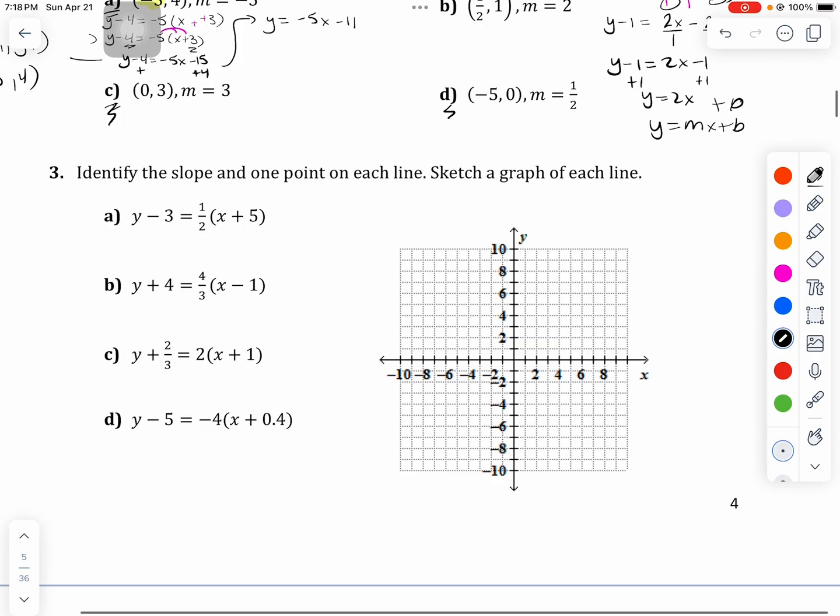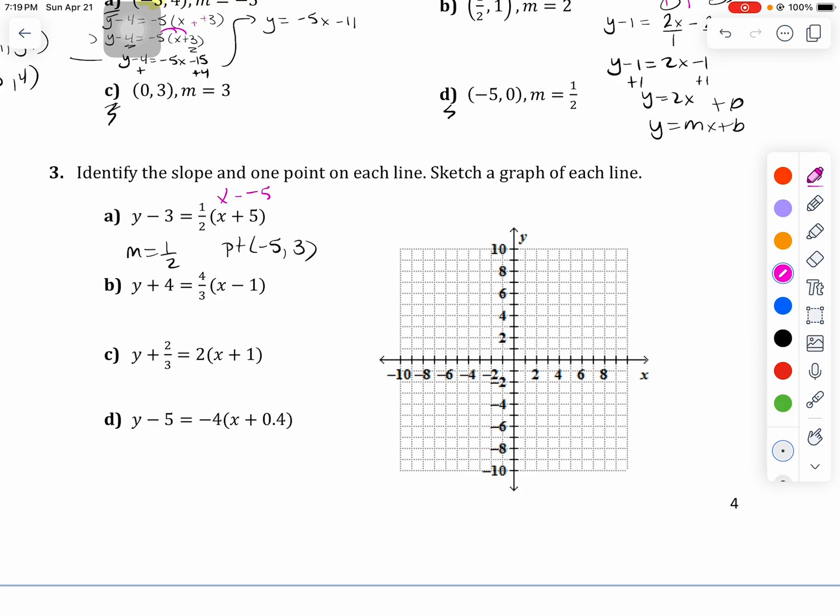Question number 3. Find the slope and one point on the line, then sketch the graph. Well, here, of course, our slope is 1/2, and the point would be negative 5 and positive 3. This came from x minus negative 5, and y minus positive 3. So our negative 5 is our x-coordinate, and our positive 3 is our y-coordinate.